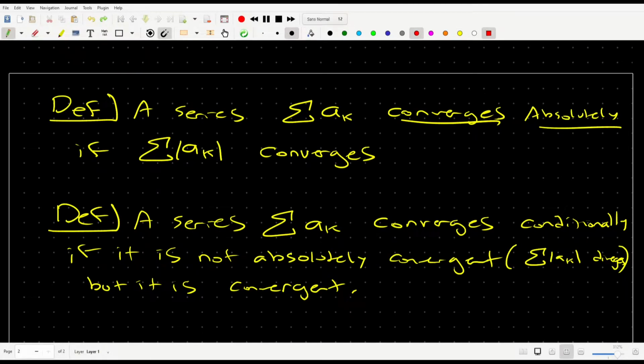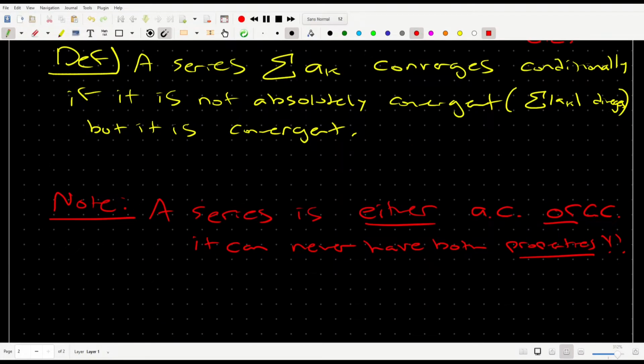For an abbreviation, sometimes I will write A.C. if a series is absolutely convergent, or C.C. if a series is conditionally convergent. But an important thing to note here, and something that I think confuses a lot of students initially, is that a series is either absolutely convergent or conditionally convergent. It can never have both properties. Okay? And this is an important thing to point out about these two definitions.